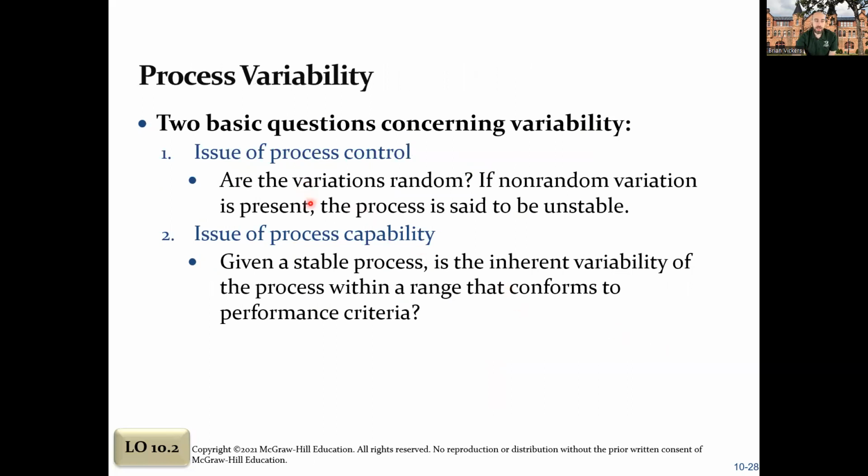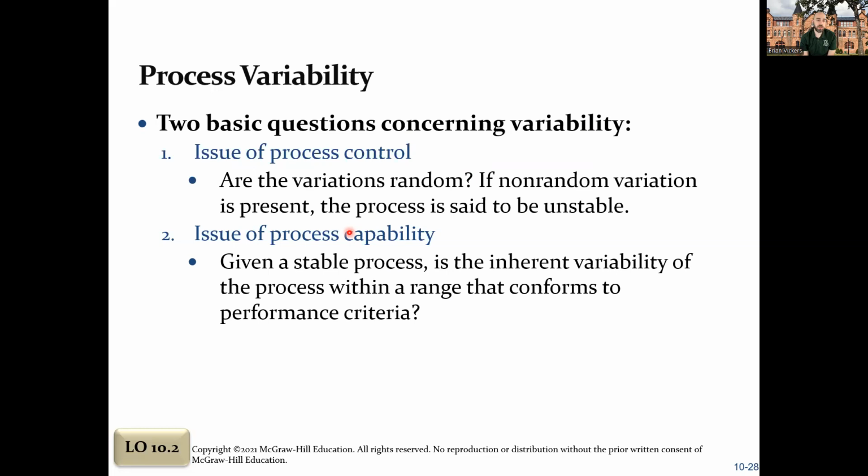There are two questions to ask yourself. Are the variations, so if I look at all the outcomes and I'm measuring them, are these variations random? If they're random, then there's nothing I can do to correct that. That's just what's going to happen due to the way the universe tends to work. However, if the variations appear to be non-random and we can measure them and plot them out on various control charts to help determine that, then the process is said to be unstable and we have to correct it.